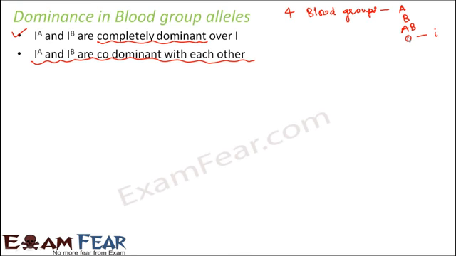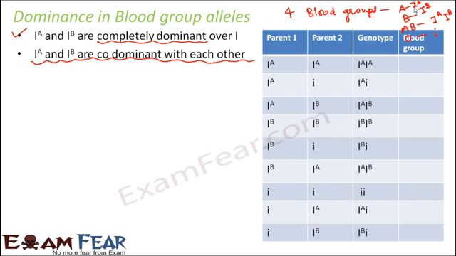So O is the scenario where no sugar is being produced because only i is present. Right? And AB is when IA and IB both are present. B is when IB is present and A is when IA is present. So that is how we get the 4 different blood groups.